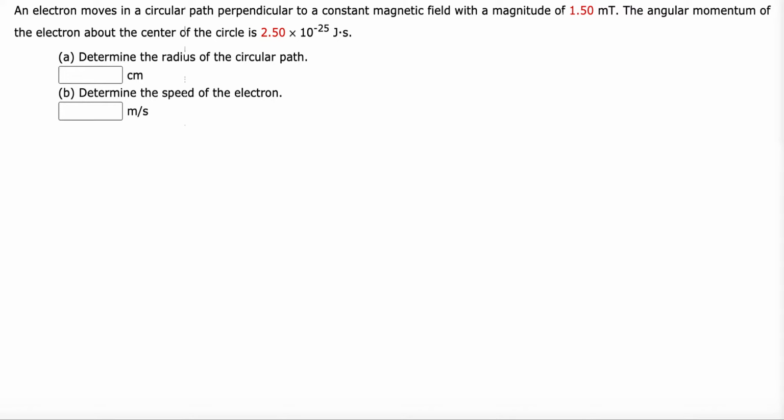An electron moves in a circular path perpendicular to a constant magnetic field of magnitude 1.5 milliteslas. The angular momentum of the electron about the center of the circle is 2.5 times 10 to the minus 25 joule seconds. And we're supposed to find the radius of the circular path.